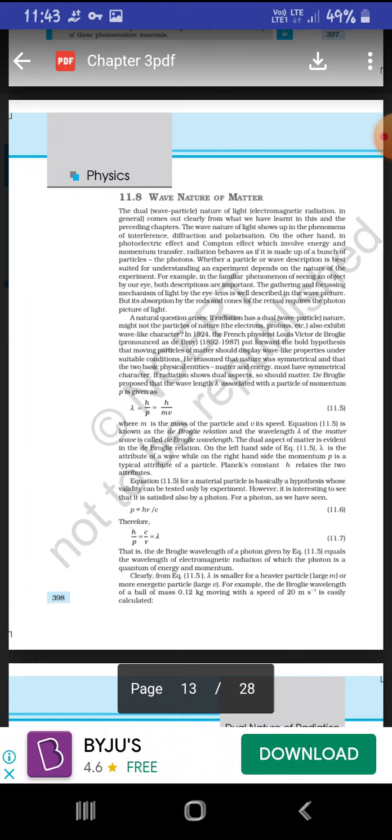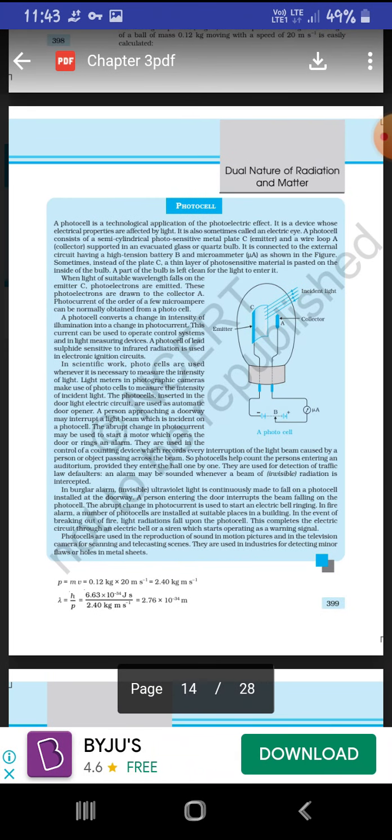And let's look at the question they have given. Lambda is smaller for a heavier particle or a more energetic particle. Calculate the de Broglie wavelength of a ball of mass 0.12 kg moving with a speed of 20 m/s. Let us calculate. p = mv = 0.12 kg × 20 m/s = 2.40 kg m/s.